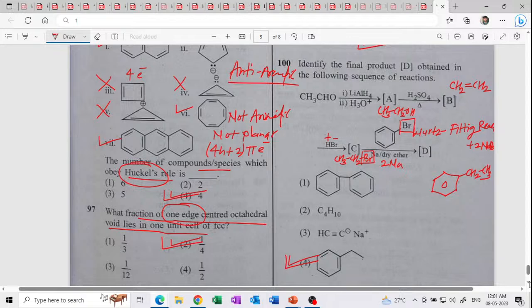So simple question. I think this is a very easy question. Get it? Is there any doubt?